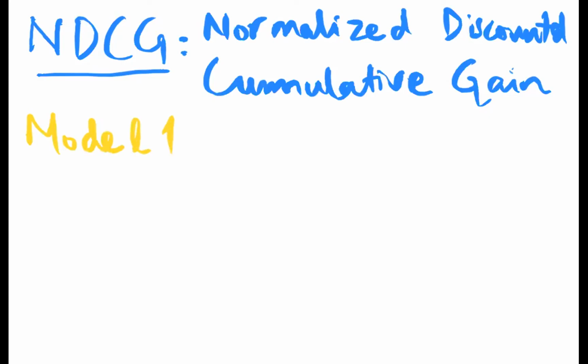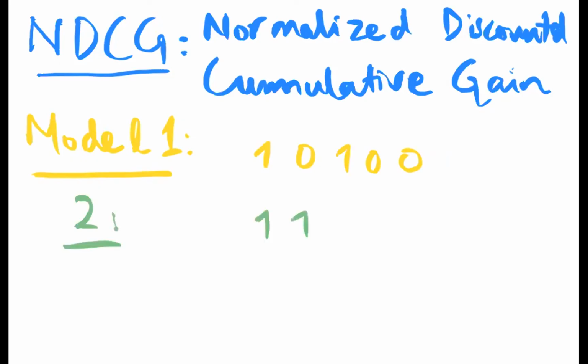Model number one gives you a list of something like this: 1 0 1 0 0. Okay, so we have, maybe just make it 5. And then you have model number two, and it is returning you 1 1 0 0 0.